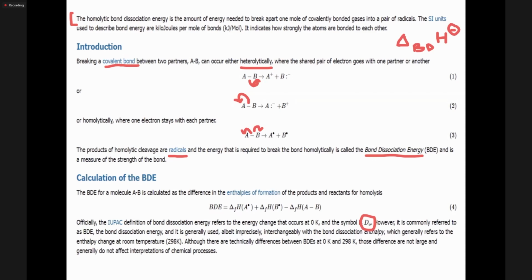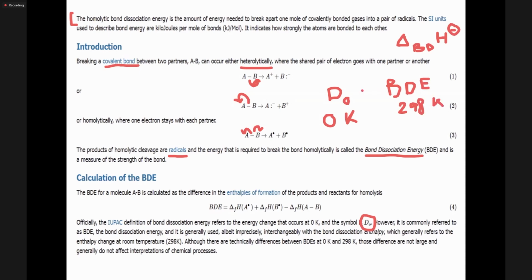Although there are technically differences between BDEs at 0 Kelvin and 298 Kelvin, these differences are not very large and generally do not affect the interpretations of chemical processes. So here you can ask me, sir, you said that energy change occurring at 0 Kelvin is termed as D0. So D0 is the bond dissociation energy at 0 Kelvin, and we are taking up the BDE value at 298 Kelvin, that is room temperature, 25 degrees Celsius.